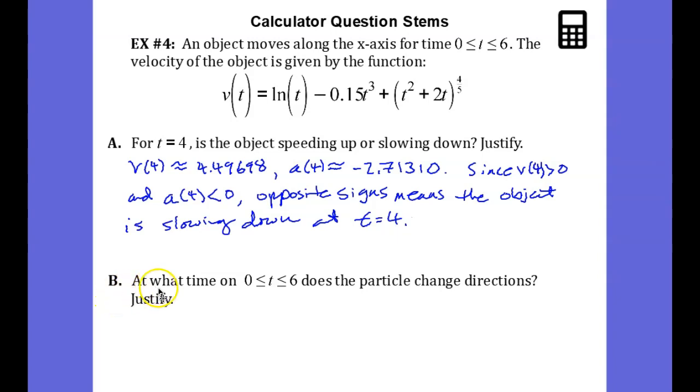In part B, they ask at what time on the interval from 0 to 6 does the particle change directions. So remember that when the particle changes directions, that's when the velocity changes sign, either from negative to positive or from positive to negative. To find a sign change in velocity, the first thing I want to do is to find out where the velocity is equal to 0, because that signals a potential sign change.